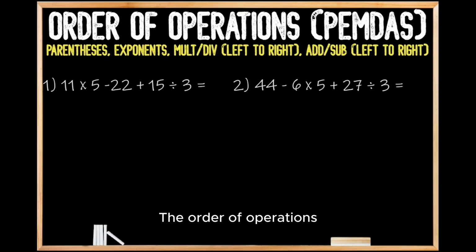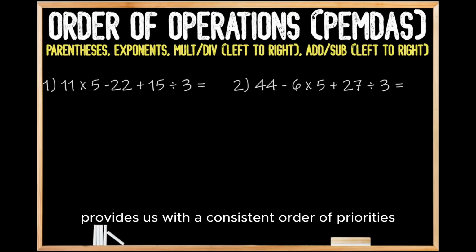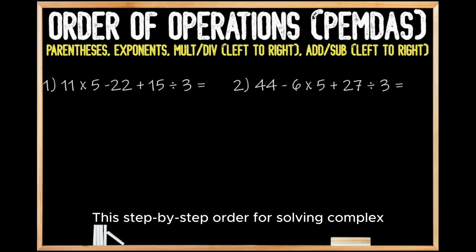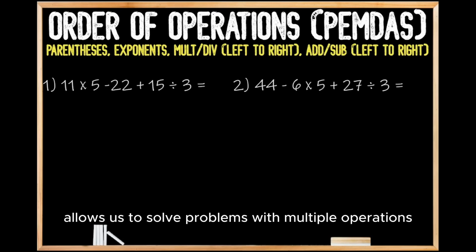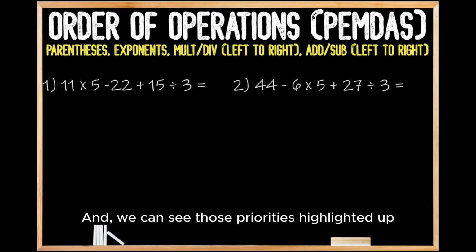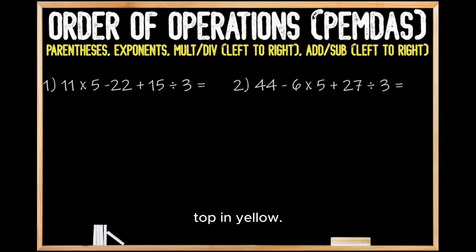The order of operations provides us with a consistent order of priorities for solving complex math problems, just like we have on our screen here. This step-by-step order for solving complex math problems allows us to solve problems with multiple operations and have everyone achieve the same result. And we can see those priorities highlighted up top in yellow.